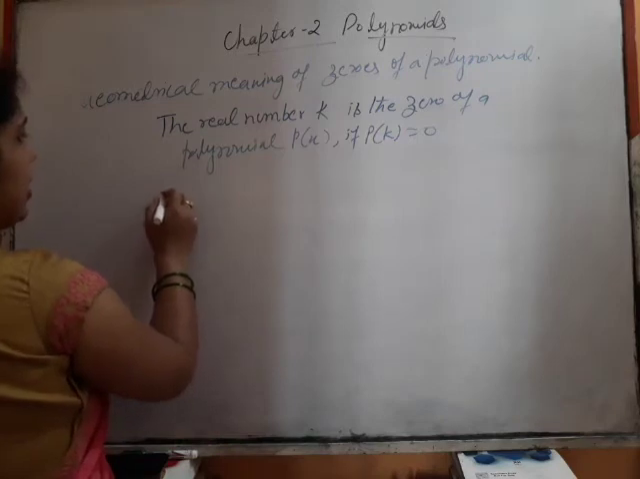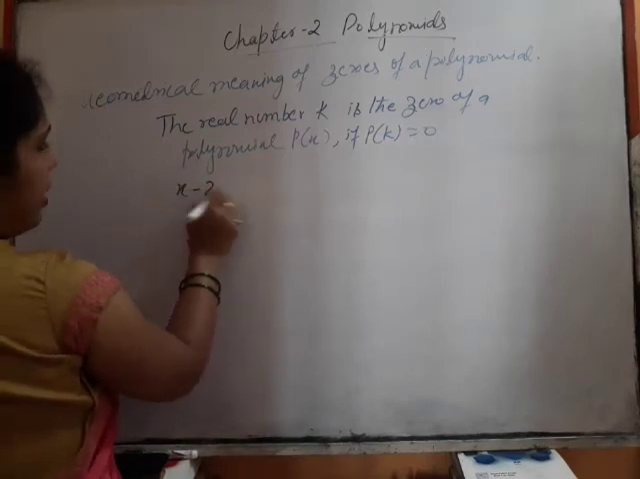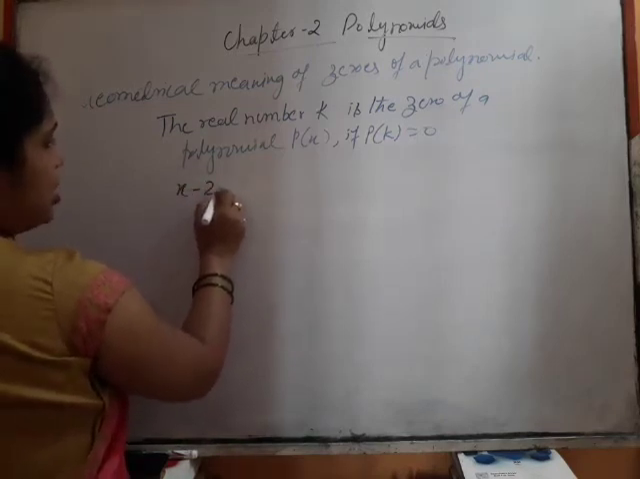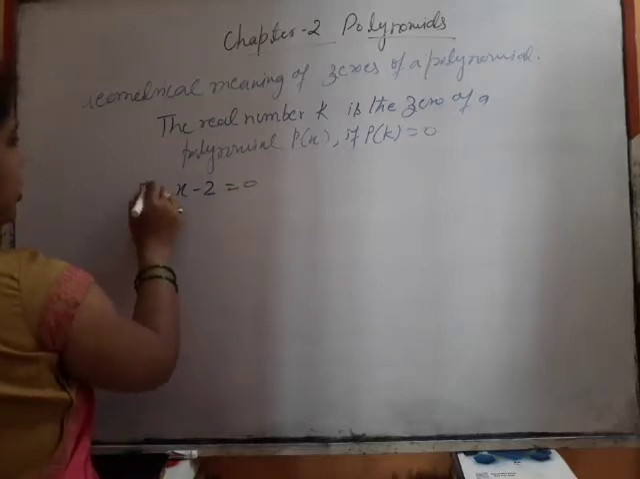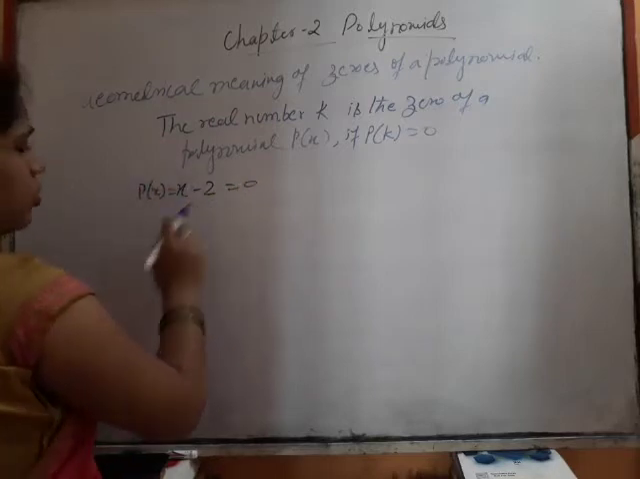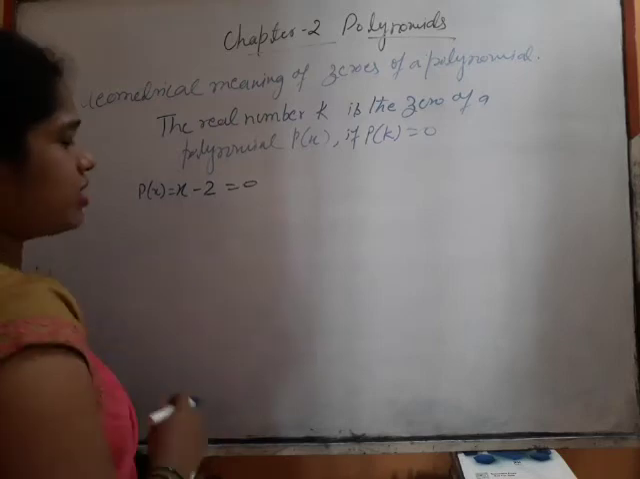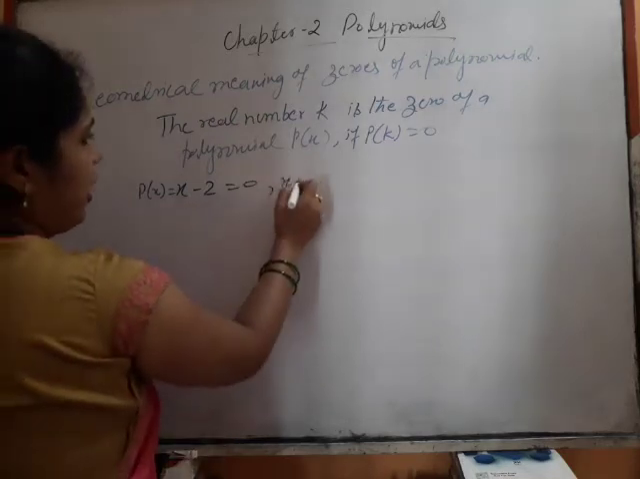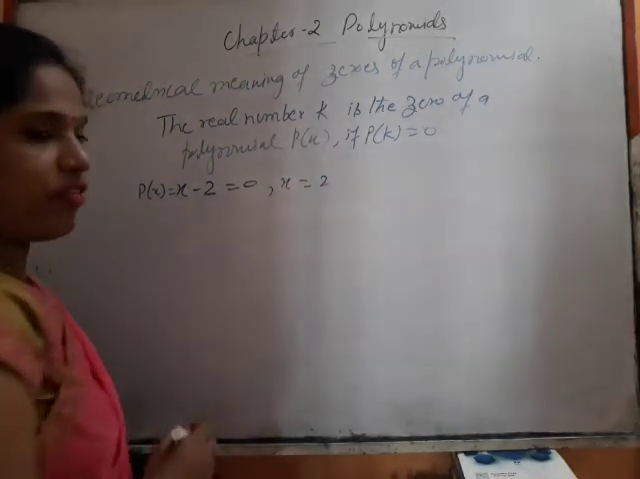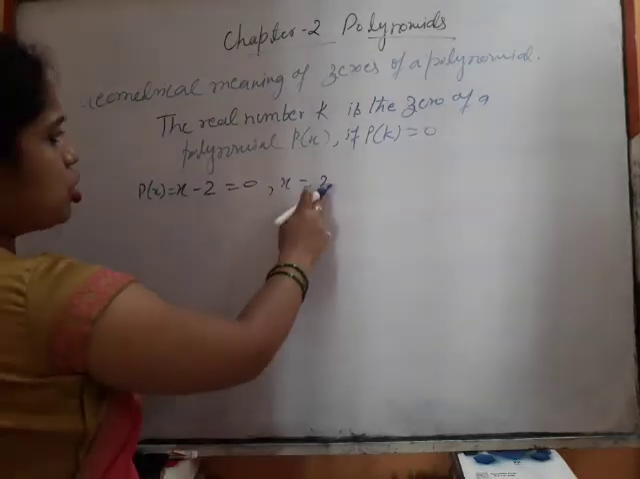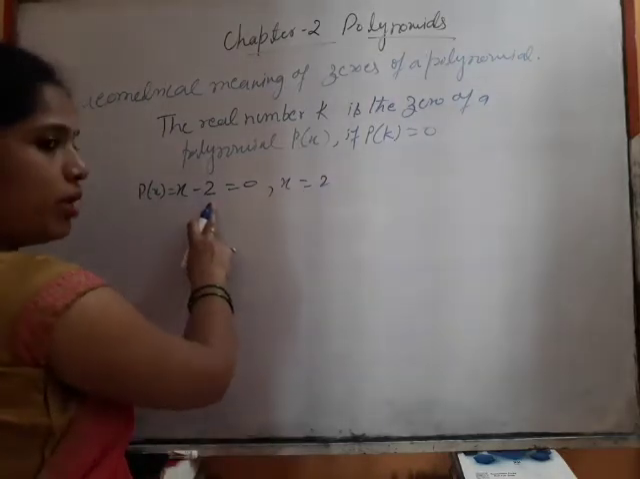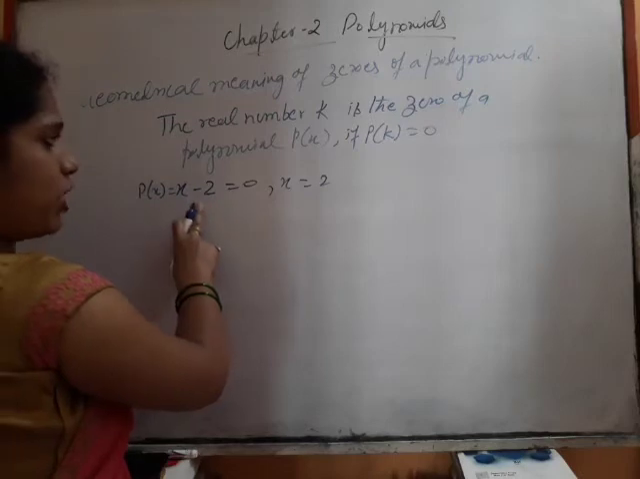Let us consider a linear polynomial x minus 2 and let us equate it with 0. p(x) equals x minus 2, and let us equate it with 0. So the value of x will be 2. So this 2 is the zero of this polynomial.